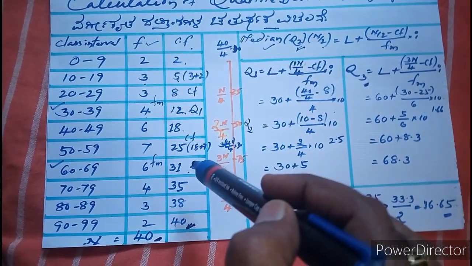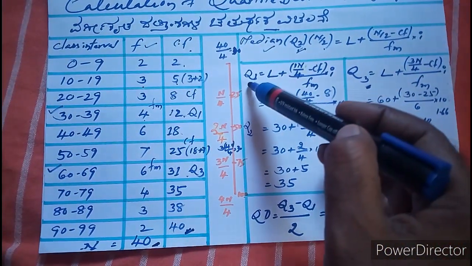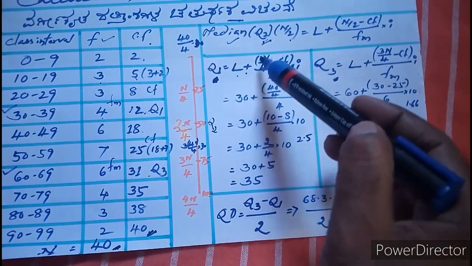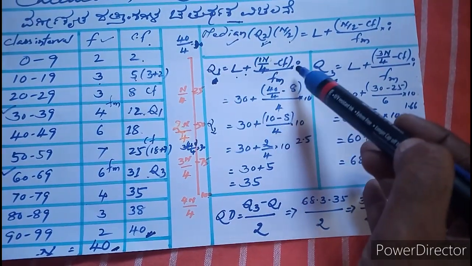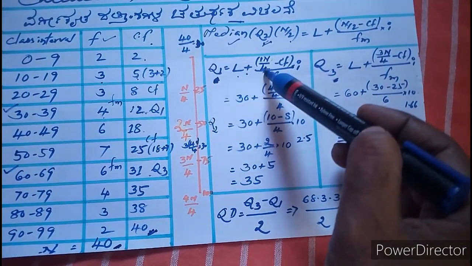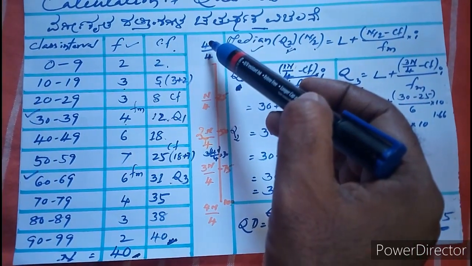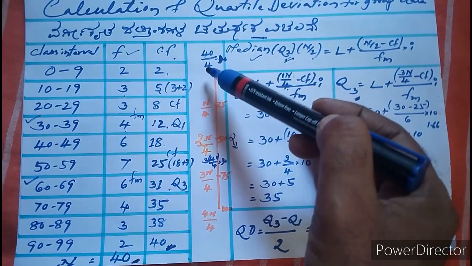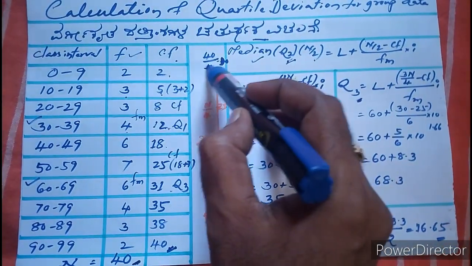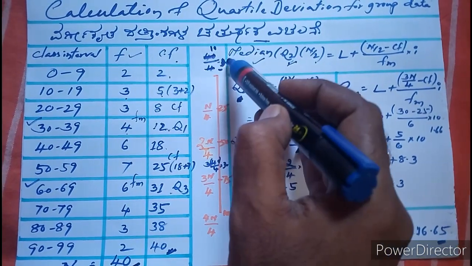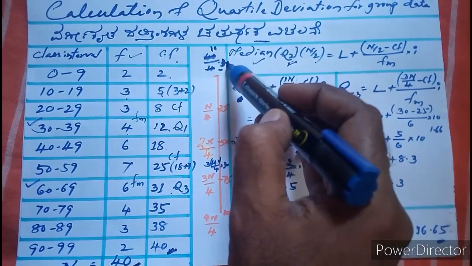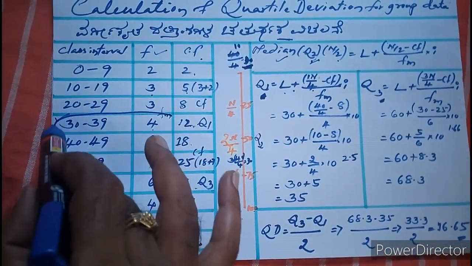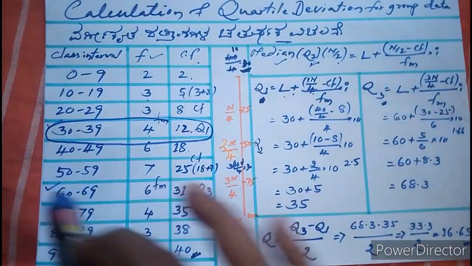After finding the cumulative frequency, for finding quartile 1, you use the formula L plus n by 4 minus Cf divided by Fm into I. First you find the n by 4 here. N is 40. Quartile means 4. 40 divided by 4 is 10. Then you find this quartile 1 in the cumulative frequency, that is it lies here.